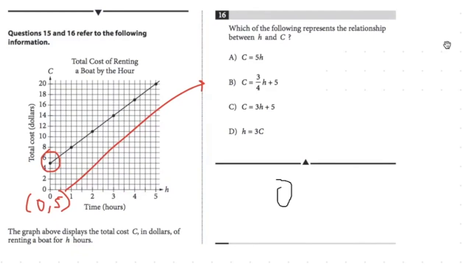C is 5. Yeah, so it's going to be 5 equals.